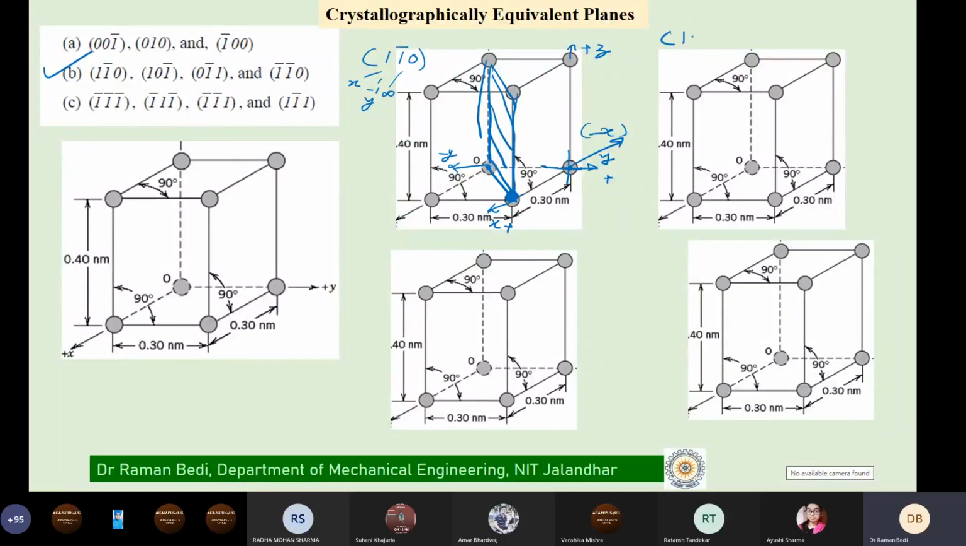Let's come to the next one, 1 0 1 bar. So I have the next one written here as 1 0 1 bar. So the intercepts on the x, y, and z direction are: x is 1, y intercept is infinity, and the z intercept happens to be minus 1. So it is intercepting z at minus 1, parallel to the y, and having an intercept of x as 1. Is that right?